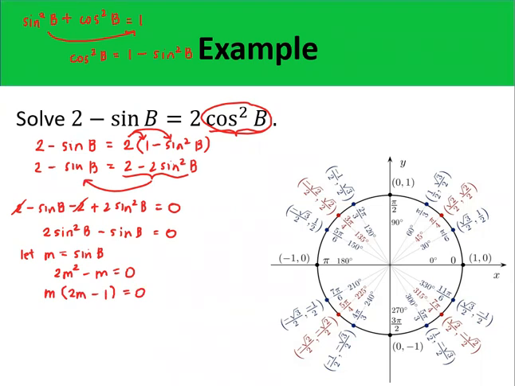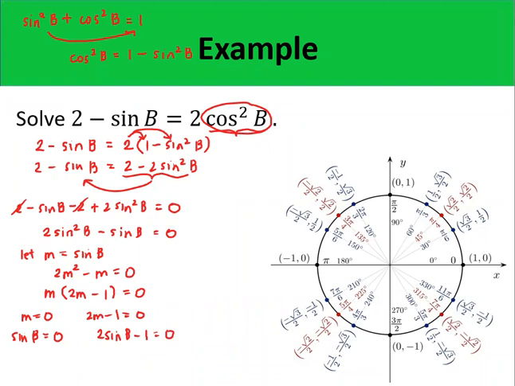So we get m equals 0 by the zero product property, and then 2m minus 1 is also equated to 0. So now, since m is equal to sine of b, we write sine of b is equal to 0. And then we have 2 sine of b minus 1 equals 0.